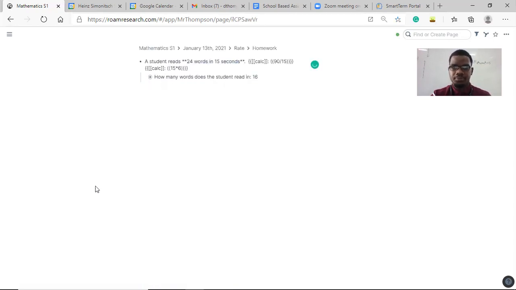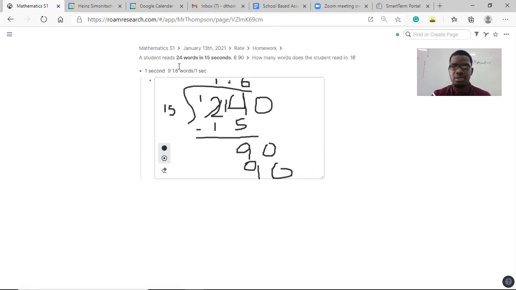Now in this homework, it says a student reads 24 words in 15 seconds. How many words did the student read in 1 second? To find the amount of words that student read in 1 second, we need to say 24 divided by 15. So we do the long division. I know this is a little bit rough to see, but let me just enlarge the size of this to be a little bit larger.